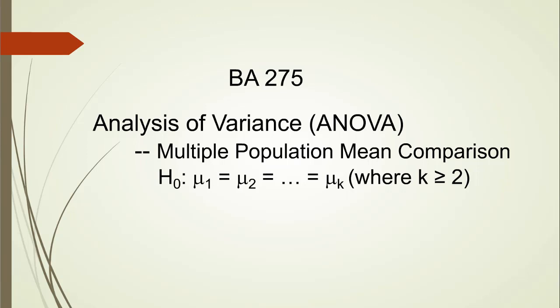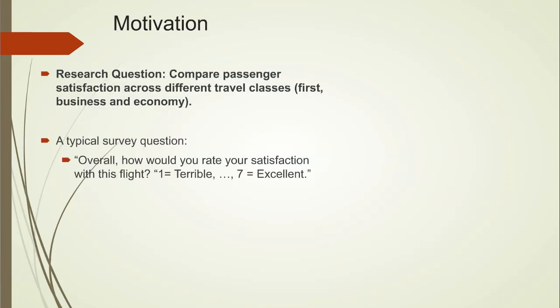In this presentation, we will discuss a powerful statistical technique that works for population mean comparison when the number of populations is 2 and above. It's called the analysis of variance, also known as ANOVA. We will illustrate this technique using the following example.